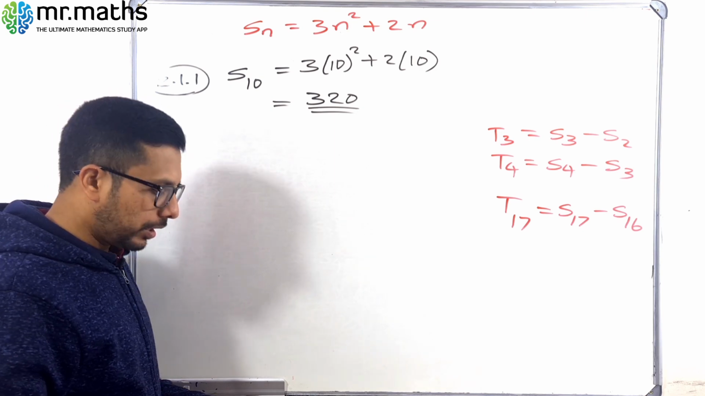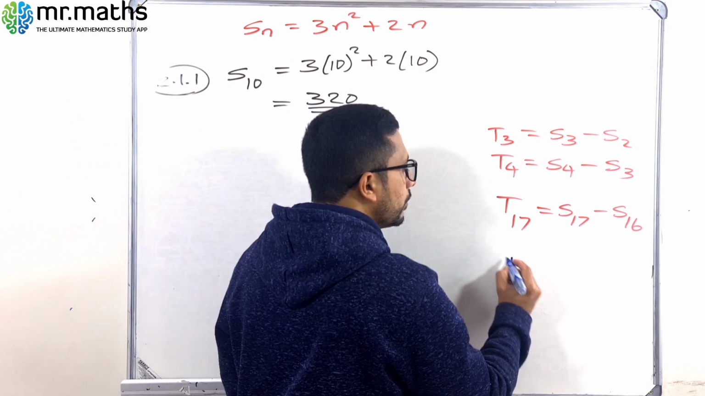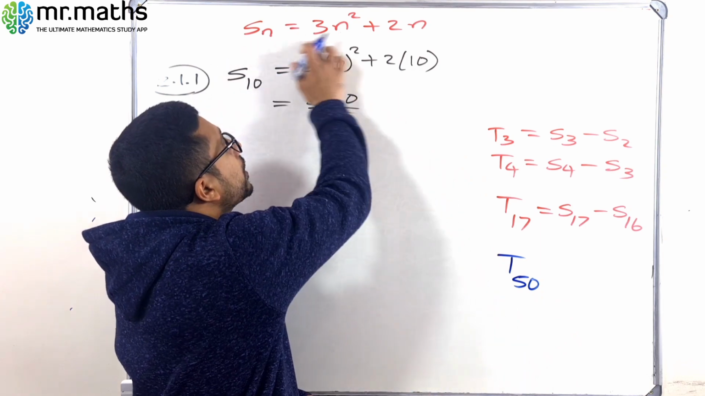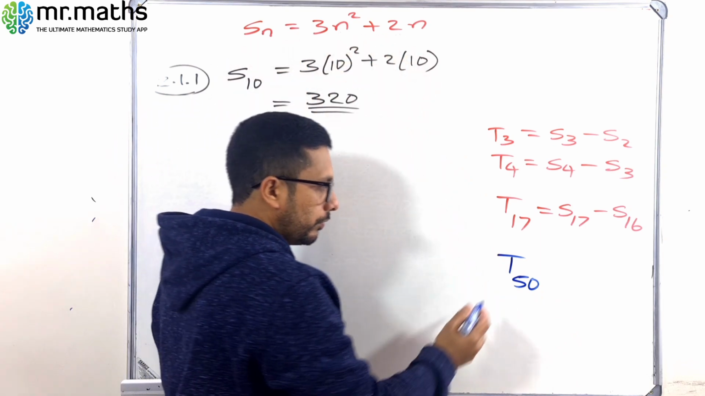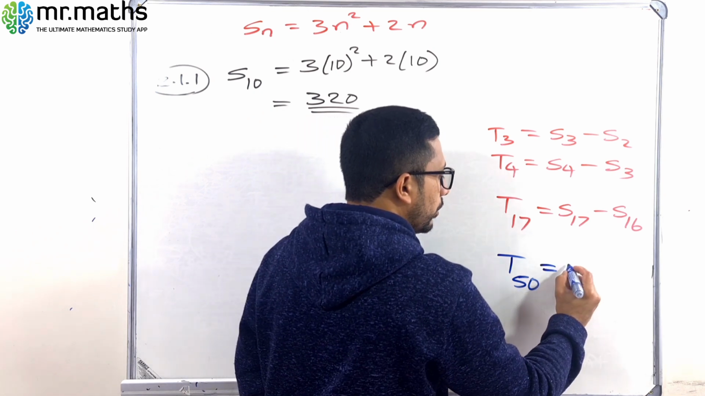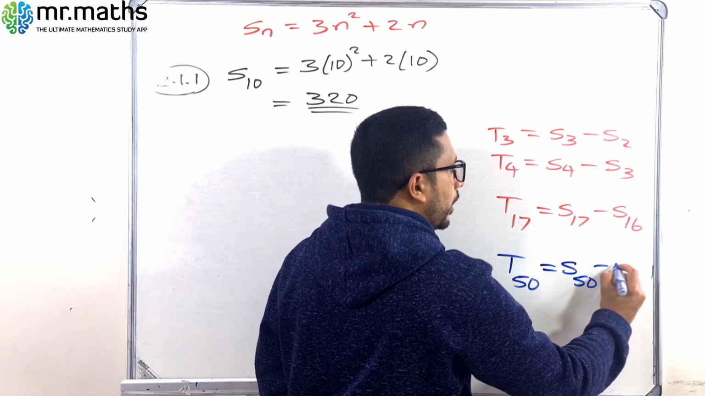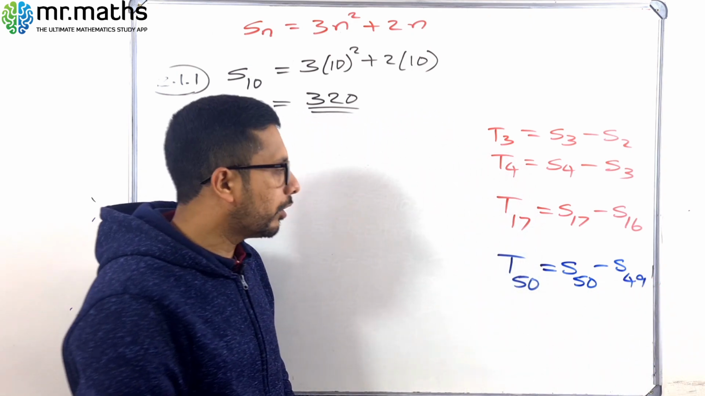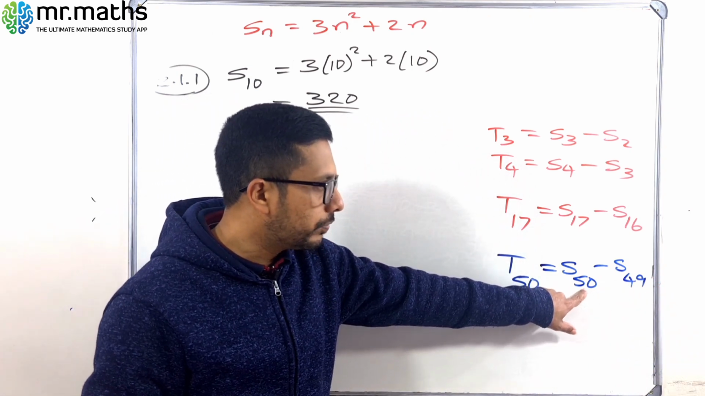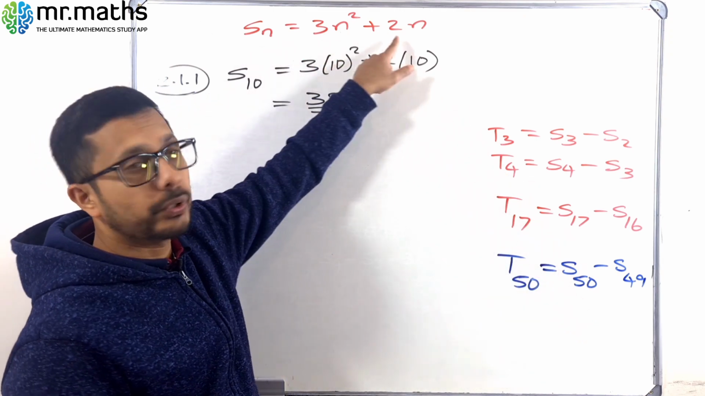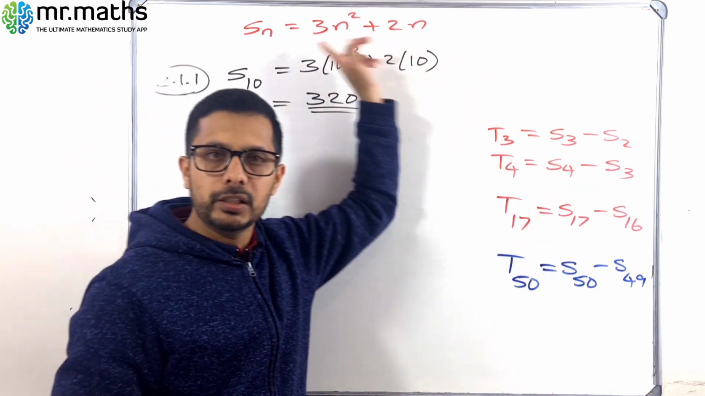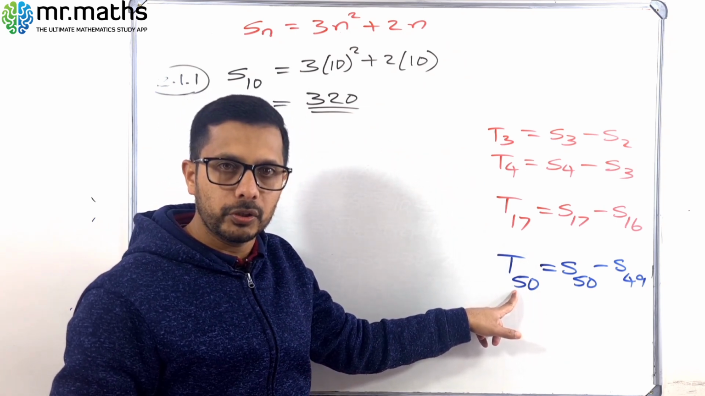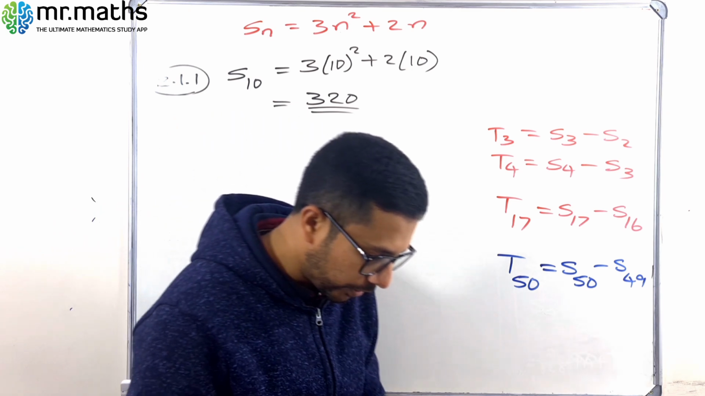Those who understand, can you answer this one? I want to find the 50th term, and I know only the Sn. So what must I do? To find the 50th term, I know that is S50 minus S49. Then I have to first substitute n as 50 in this equation, then n as 49 in this equation, then subtract that. Then I will get the 50th term. Do you understand? Okay.